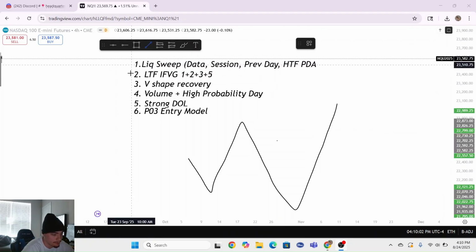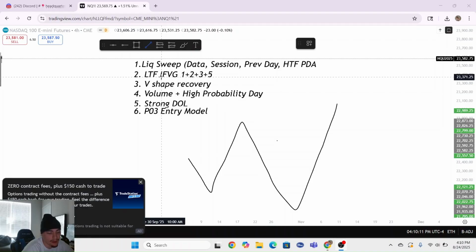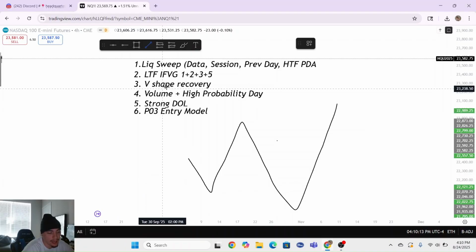And from there, number 2, low time frame IFVG. So that's going to be our entry model. As soon as we get a low time frame inverse fair value gap, that is when you're going to go ahead and enter your trade. What are we looking for? 1 minute, 2 minute, 3 minute, 5 minute. Like 80% of the time your entry will come off the 1 minute.